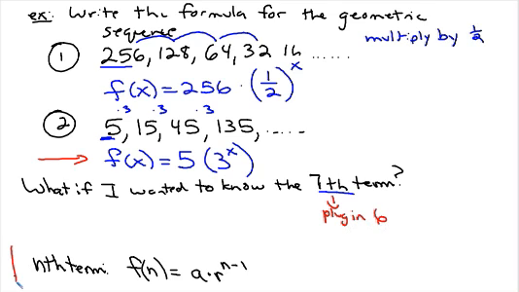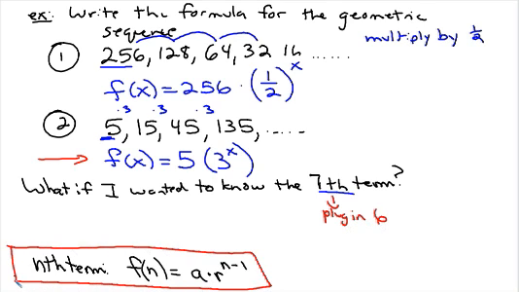And that is this formula right here that I've already got on your notes template. The nth term of a geometric sequence is the number out in front, the a, times the common ratio to the term I want minus 1. You just take away 1. So if I wanted to find the 7th term, I would plug in 6. If I wanted to find the 33rd term, I would plug in 32.